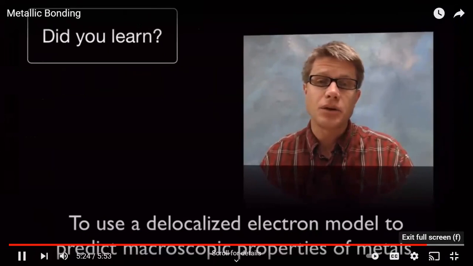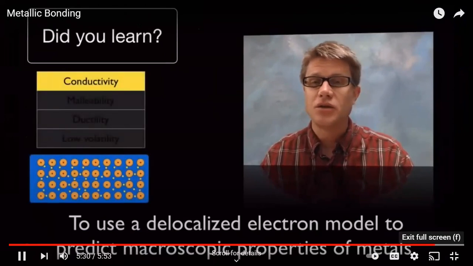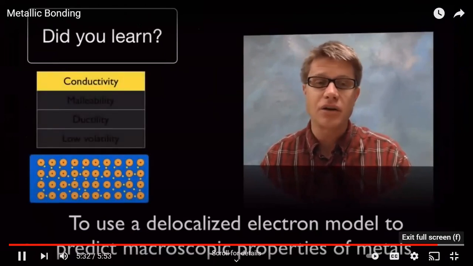And so metallic bonding is pretty simple. Did you learn to use a delocalized electron model to predict macroscopic properties of metals? If you understand the sea of electrons model and you see how it affects conductivity, malleability, ductility, and low volatility, then you got it. And I hope that was helpful.